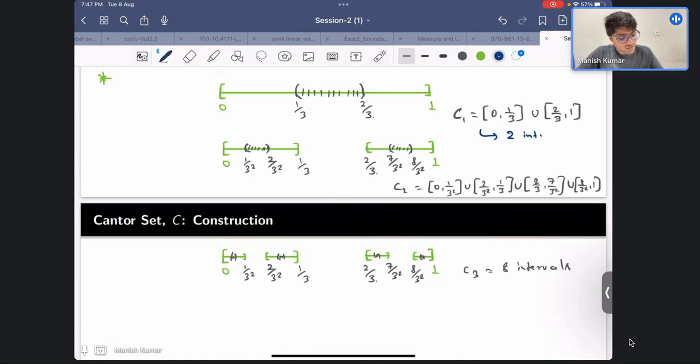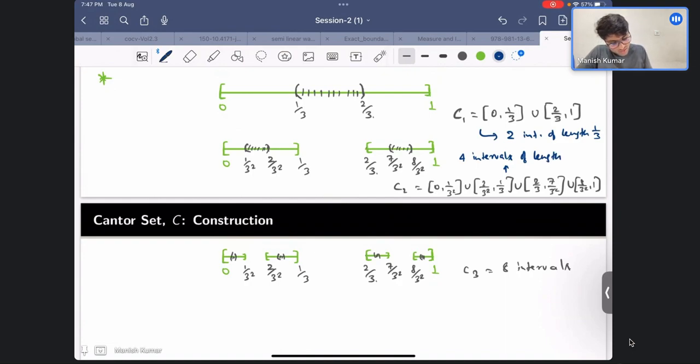The length of each interval is 1 by 3. So 2 intervals of length 1 by 3, right? Again, in the second go, these 2 intervals are further partitioned into 2 intervals each, right? So this [0, 1/3] is partitioned into these 2 halves. This [2/3, 1] is partitioned into these 2 halves, right? So this C2 is 4 closed intervals.